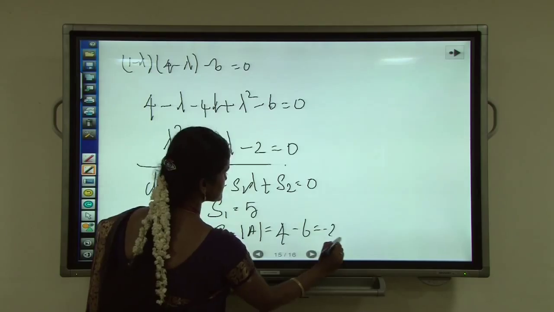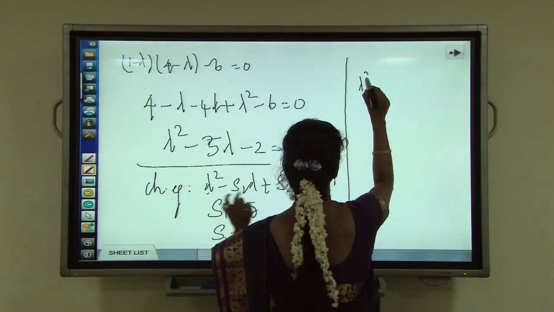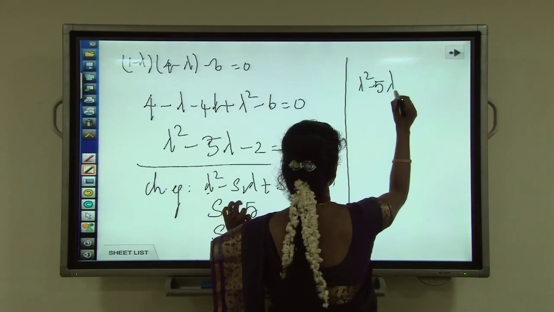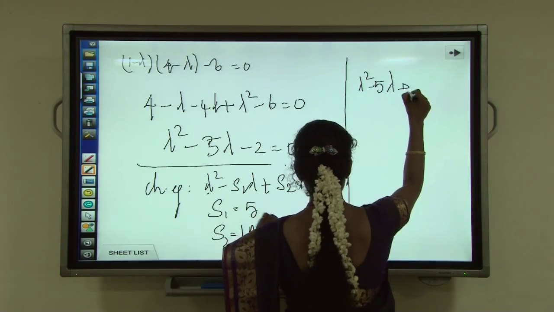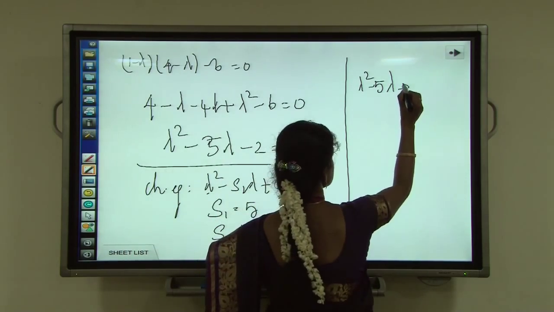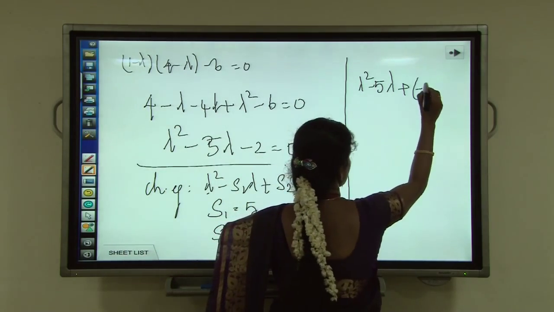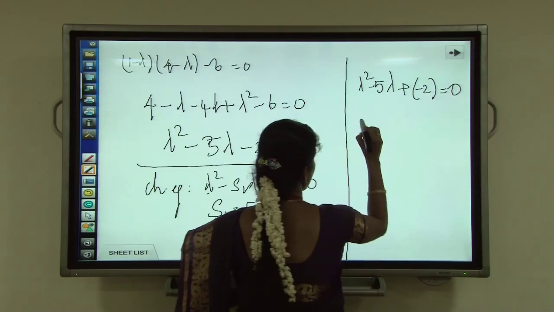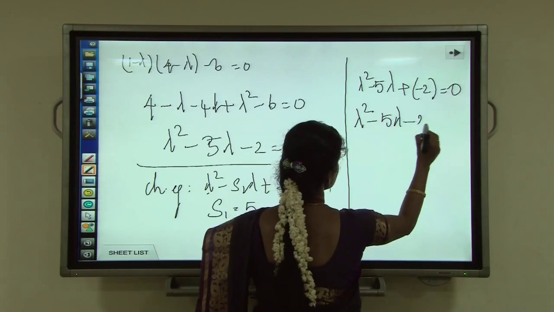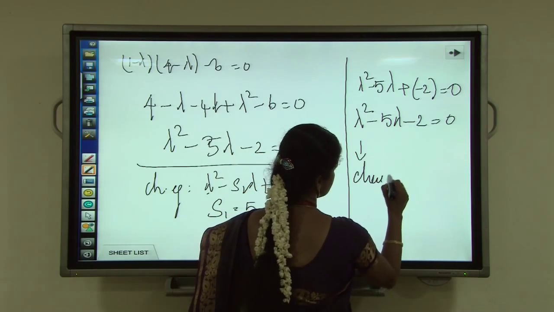So what do you get? It is minus 2. So how do you write the characteristic equation? We already assumed it in the form of lambda square. What is your s1? It is 5. We have a minus sign in the formula itself, so minus 5 lambda plus your s2, which is minus 2. It is plus in the formula, here it is minus 2, is equal to 0. So you write it as lambda square minus 5 lambda minus 2 is equal to 0. Now this is called the characteristic equation.